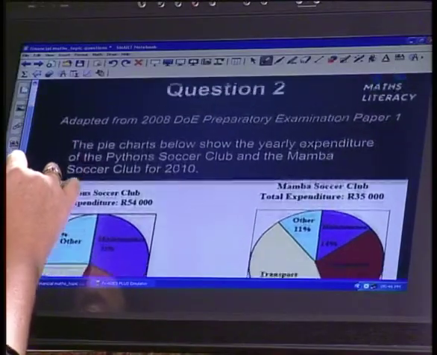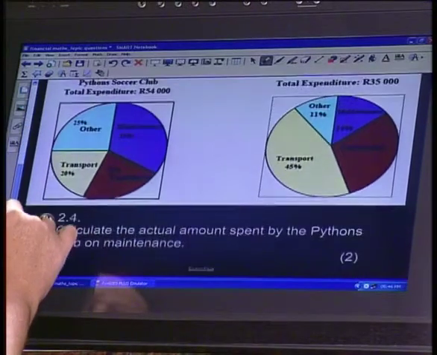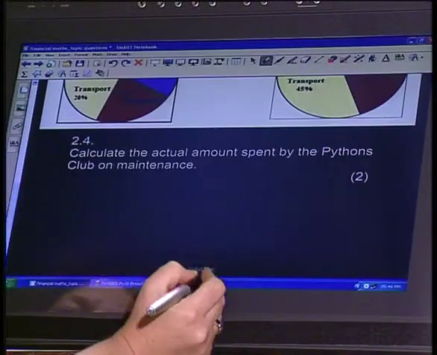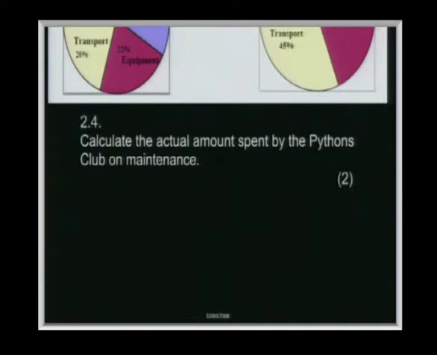That was easy, so let's go on to 2.4. Again, it's based on the same questions, same pie charts. So let's see what they want to know next. Calculate the actual amount spent by the Pythons Club on maintenance. Okay, what do they mean by the actual amount? They don't want a percentage, they need to know how much money was spent. So how are we going to work that out?